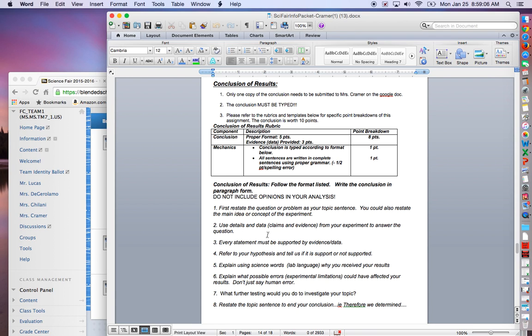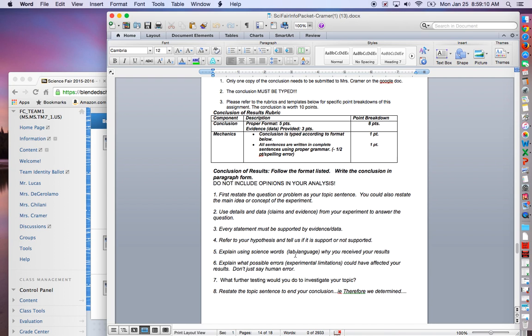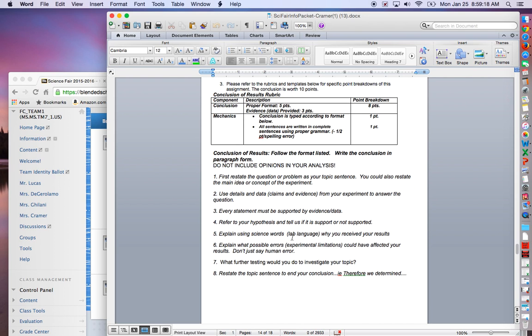You want to use details and data, which you go back up to your claims and evidence to answer the question. Refer to your hypothesis and tell if it was supported or not supported. And then explain your experiment to kind of describe what you did for your experiment.